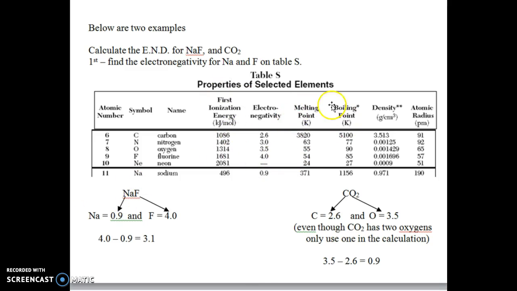I cut this little snippet out, and we'll look at NaF. Well, heck, Na has an electronegativity of 0.9, and fluorine is 4.0. So we take 4.0 minus 0.9, we get 3.1.